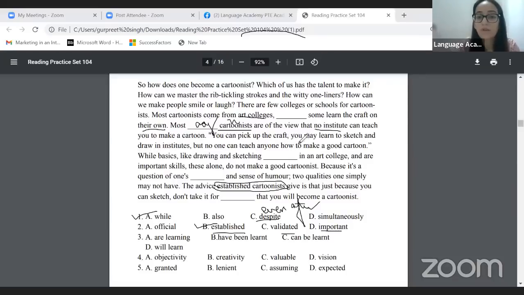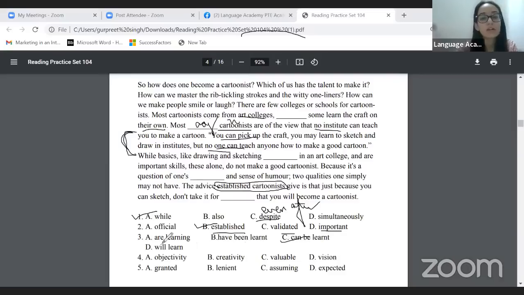You can pick up the craft. You may learn to sketch and draw in institutes, but no one can teach anyone how to make a good cartoon. While basics like drawing and sketching dash in an art college, these alone do not make a good cartoonist. So the hint again was given in these two sentences. This sentence basically, that's why such a long sentence was given here, that you can pick up a craft, but no one can teach you to make a good cartoon. Basics can be learned in an art college. The same writing style with can is being used.